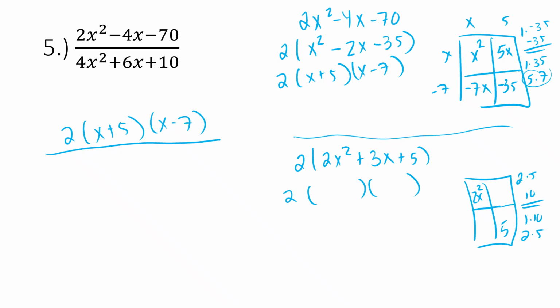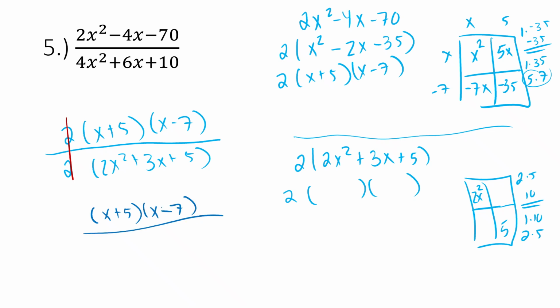So you go through all of this and it does not factor. And so you get this, okay, and the 2's will cancel, and that is as far as you can go. And so the final answer would be x plus 5, x minus 7 over 2x squared plus 3x plus 5.